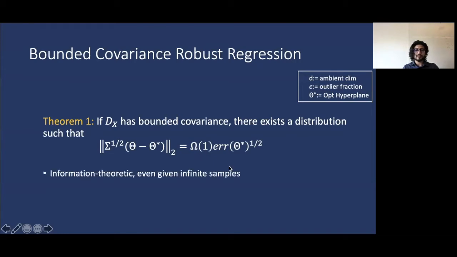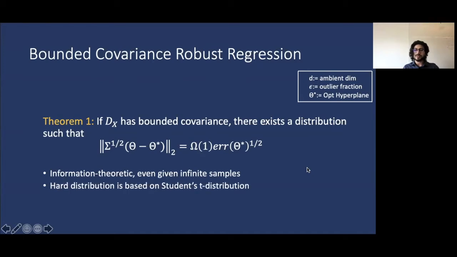Okay, so a few comments are now in order. This result is information theoretic. It's not a computational hardness result. It says even if we're given infinite samples, it is impossible to recover a hyperplane that converges to the true hyperplane as the fraction of outliers tends to 0.